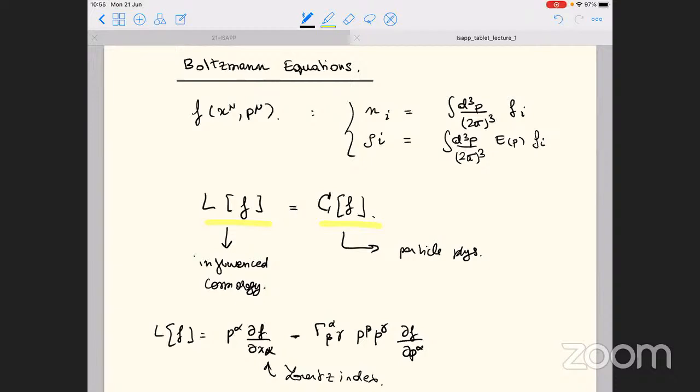If you make the effort of computing the Christoffel symbols in a Friedmann-Robertson-Walker universe, you will see that you end up with the Hubble rate coming out of it. You could also have a dependency on the direction of the momenta, but we have assumed, again, a homogeneous and isotropic universe. This is why we just have the derivative of f with respect to the amplitude of the momenta. Does this answer your question? Yes, thank you.